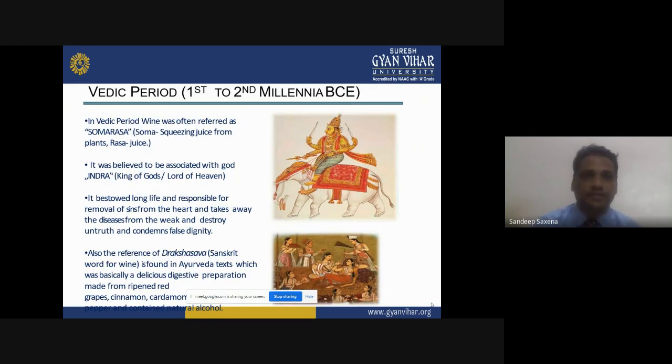Now talking about the Vedic period, that is 1-2 millennia BCE. In the Vedic period, wine was often referred to as somras. Soma is juice from a plant, rasa means juice. It was believed to be associated with God Indra, king of gods, lord of heaven. It bestows long life and is responsible for removal of sins from the heart, and takes away disease from the weak and destroys untruth and condemns false dignity.